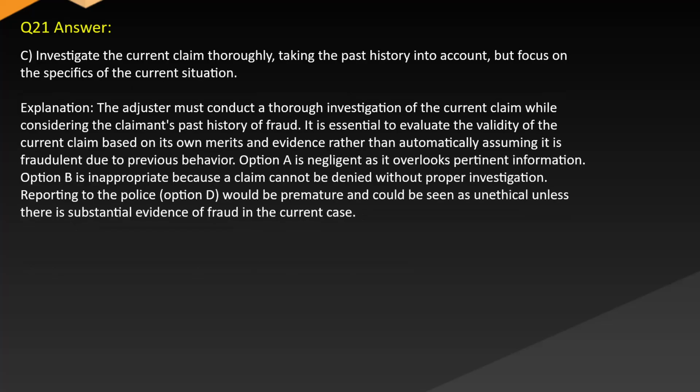Answer. C. Investigate the current claim thoroughly, taking the past history into account, but focus on the specifics of the current situation. Explanation. The adjuster must conduct a thorough investigation of the current claim while considering the claimant's past history of fraud. It is essential to evaluate the validity of the current claim based on its own merits and evidence rather than automatically assuming it is fraudulent due to previous behavior. Option A is negligent as it overlooks pertinent information. Option B is inappropriate because a claim cannot be denied without proper investigation. Reporting to the police, option D, would be premature and could be seen as unethical unless there is substantial evidence of fraud in the current case.